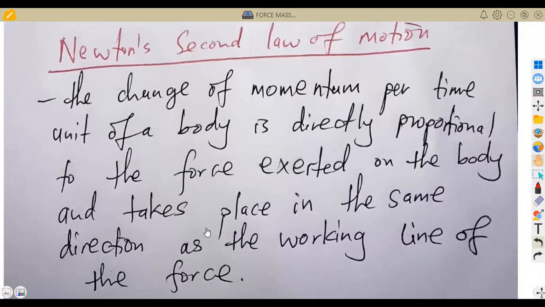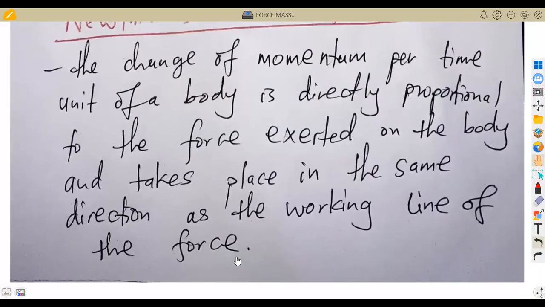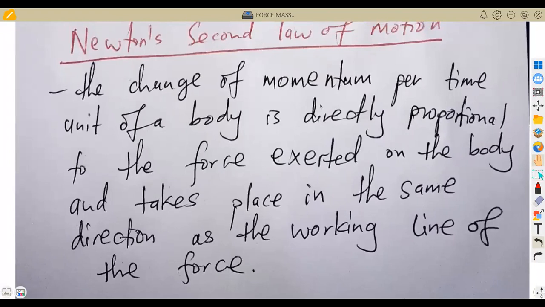And we've got the second law, which is the application that talks about momentum, the change in momentum and so forth. So you're saying the change of momentum per time unit of a body is directly proportional to the force exerted on the body and takes place in the same direction as the working line of the force. Whenever we are talking about momentum, it's simply a product of the mass and velocity.